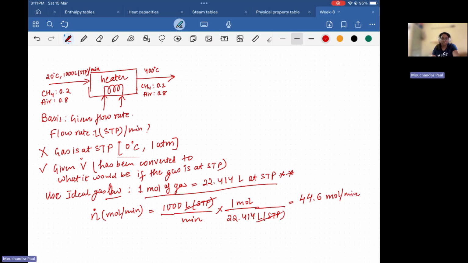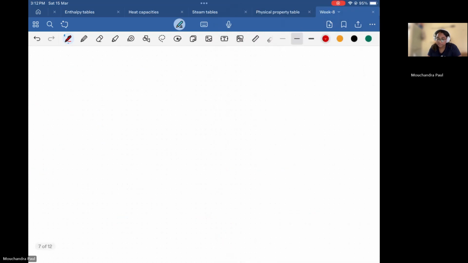I didn't do it now because I had already done it before. But you can pause the video and solve it and check if it is right. So now if you write the energy balance equation, the general form is this.